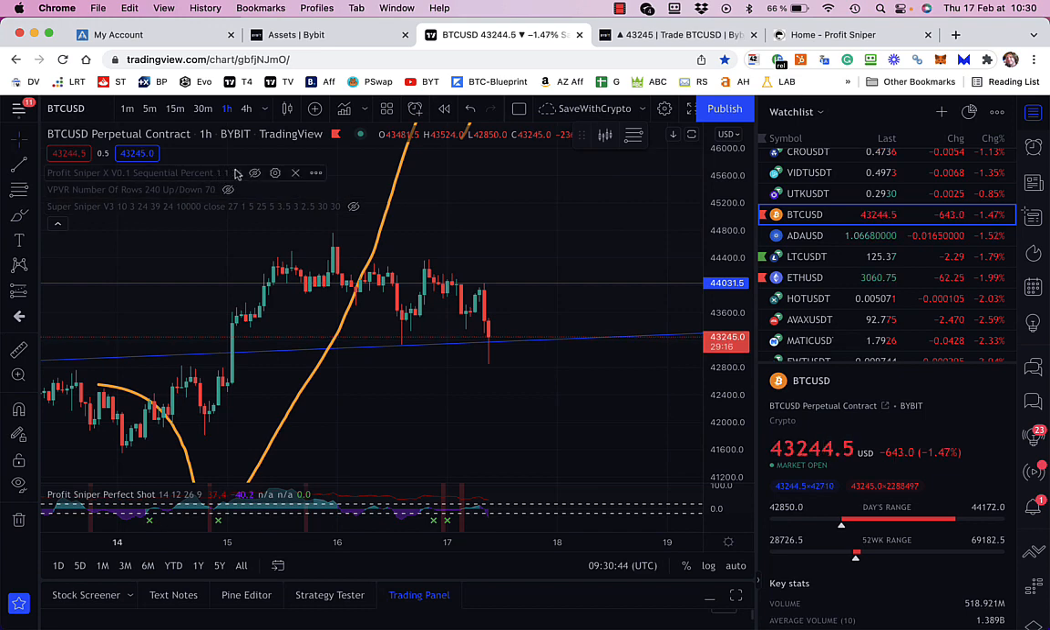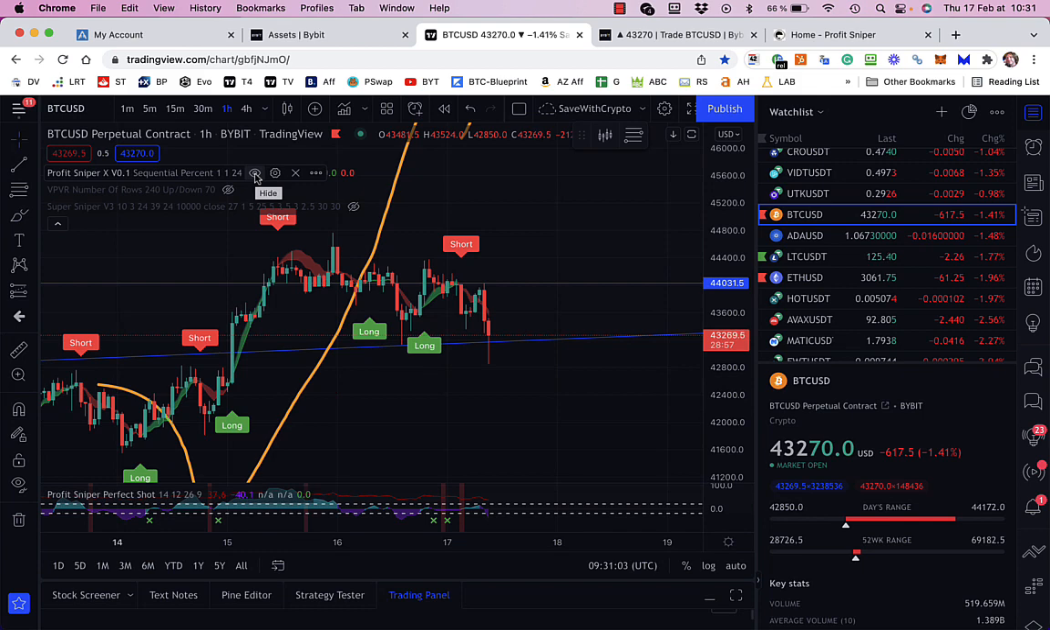There's this one I like here as well called Profit Sniper X, which gives you long and short signals. You have to use a bit of your own TA, of course, to justify what you're seeing. But say you'd have taken the short then, fantastic. That would have been really good. So that's a really cool indicator.